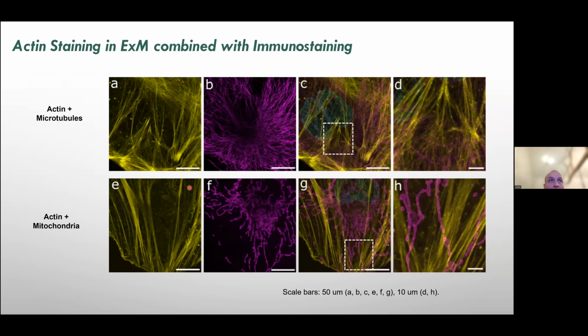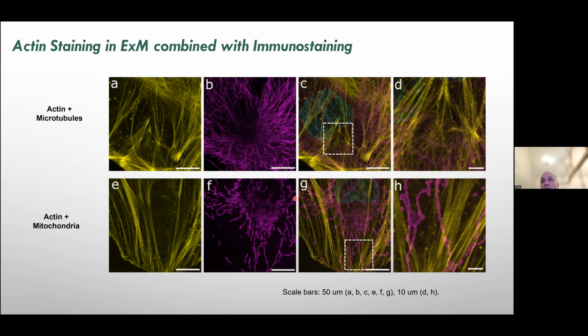We can combine this with immunostaining. Here you see two examples of actin stain combined with antibody staining. These are the previous microtubuli secondary antibodies, and this is TOM20 against mitochondria. And you see that single protocols allow for multiplexed imaging with antibodies and the small molecule ligands for phalloidin. Again, pre and post expansion imaging.